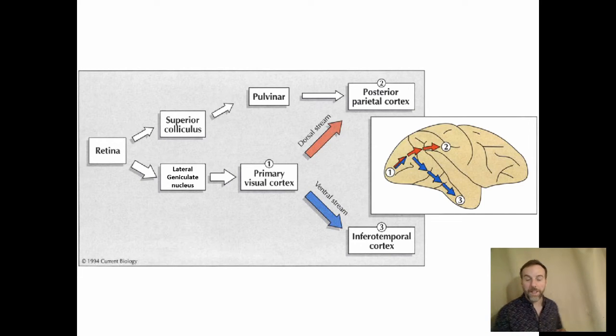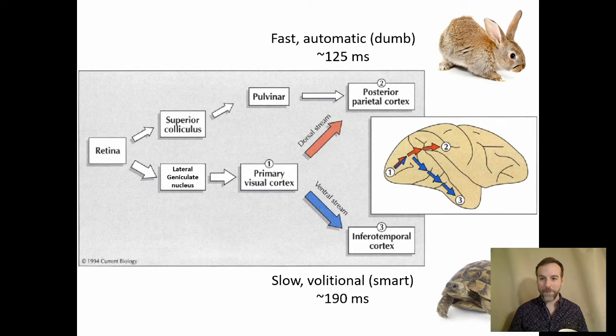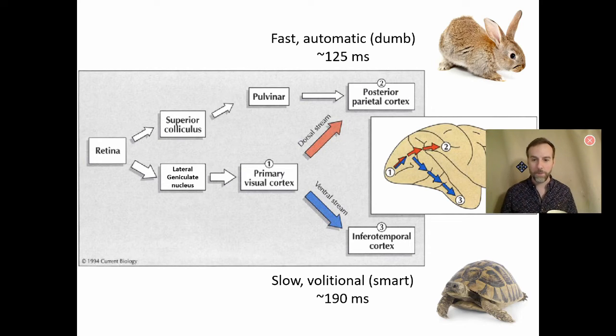So you might be wondering, what does this have to do with the dorsal stream and the ventral stream? And we're going to look at evidence that shows that the fast automatic system is in fact the dorsal stream. It's mediated by the posterior parietal cortex, and that area is critical to its function. And on the flip side, the slow volitional or slow voluntary, I think I may have used both of those terms interchangeably, our smart system is in fact the ventral stream.